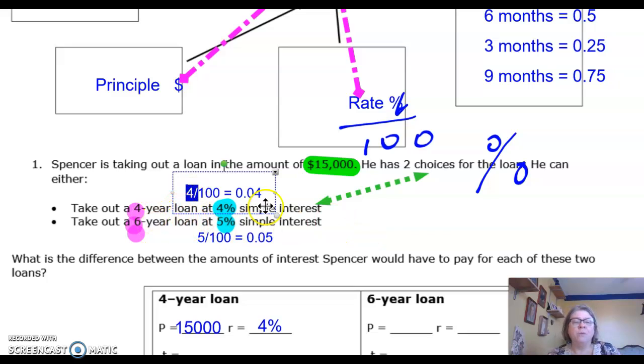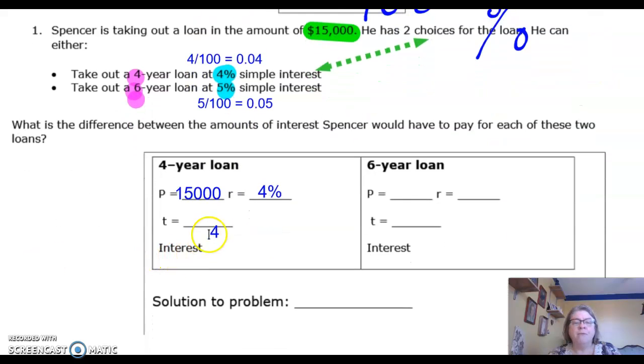I'm not going to do anything special with the 4 and the 6, so I'm going to type my first equation down here. My first equation is going to be 15,000 times 0.04 times the time, which is 4.